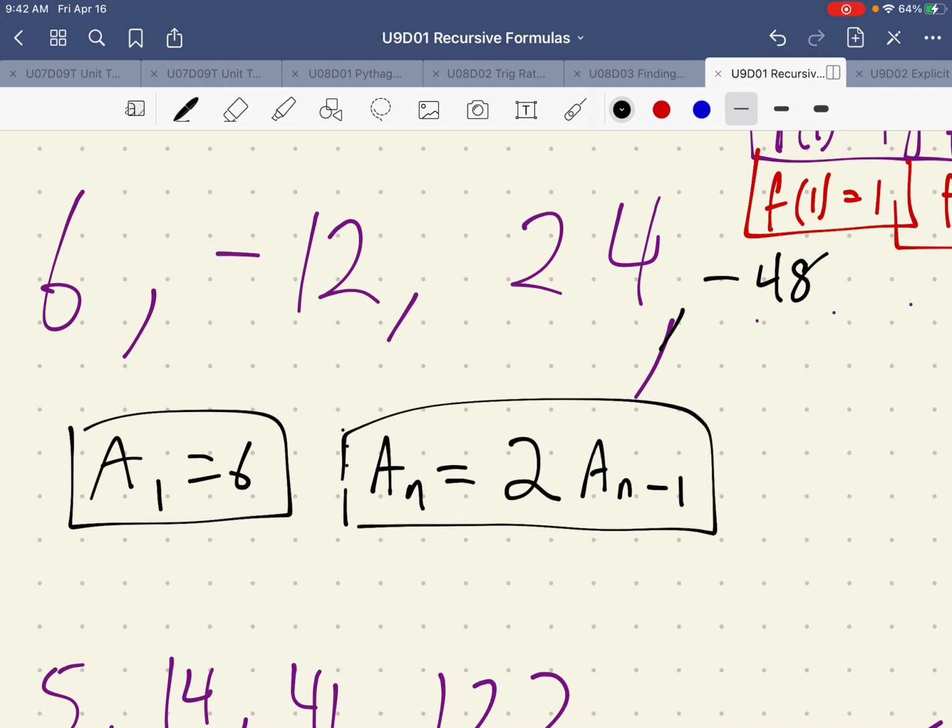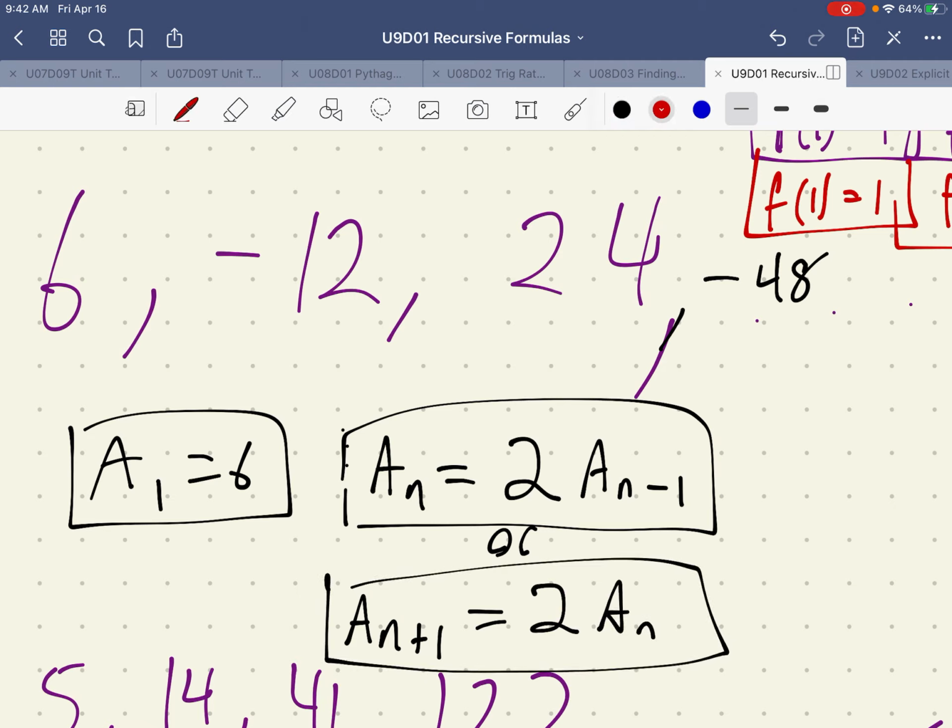Alternatively, we could write A(n+1) is equal to 2 times A(n). Meaning if I want to find the current term, take the previous term and multiply by 2. Or if I want to find the next term, take the current term and multiply by 2. Oh, excuse me, negative 2.